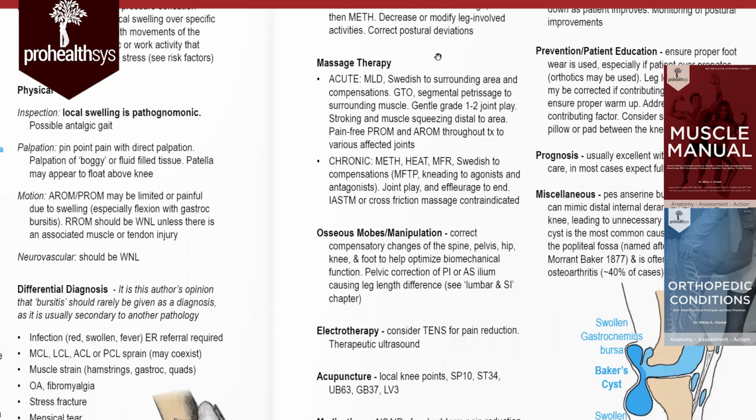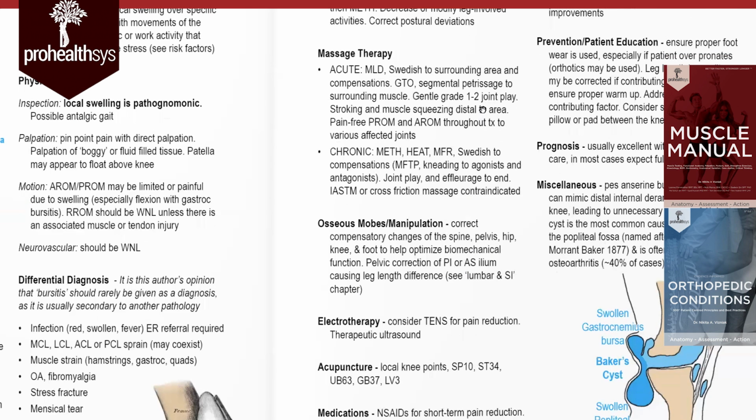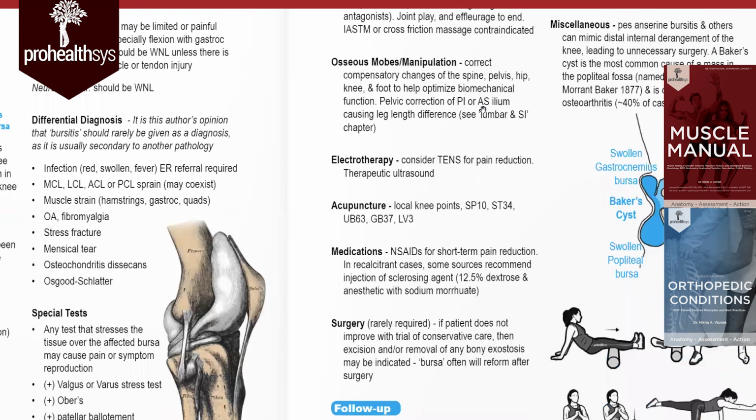So you have knee bursitis, and massage therapy is a great choice. You can do gentle mobilizations and any of your myofascial Swedish-type techniques. Even in acute cases, really severe, lymphatic drainage might offer some benefit as well. Osseous mobs can offer benefit, focusing on areas of compensation, lumbar and SI, evaluating for leg length inequalities if they are contributing potentially. Electrotherapies and acupuncture also can offer some benefit.